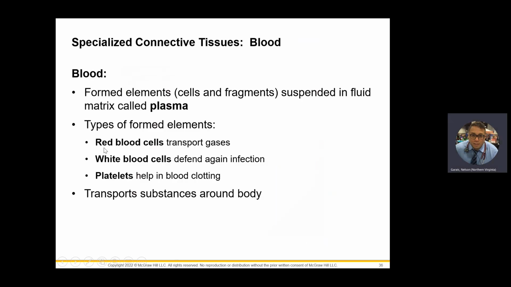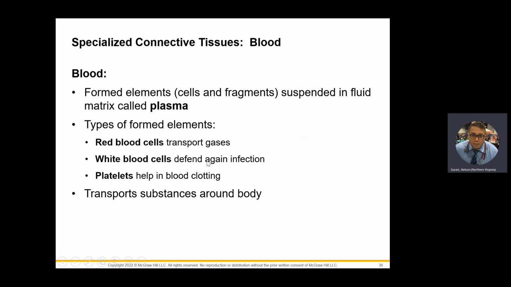Blood: know the difference between red blood cell, white blood cell, and platelet. Red blood cell, also known as erythrocyte. White blood cell, also known as leukocyte. Platelets, also known as thrombocytes. Red blood cells transport gases. What are the two gases? Oxygen and carbon dioxide. Red blood cells also transport nutrients. We'll talk more about that later.